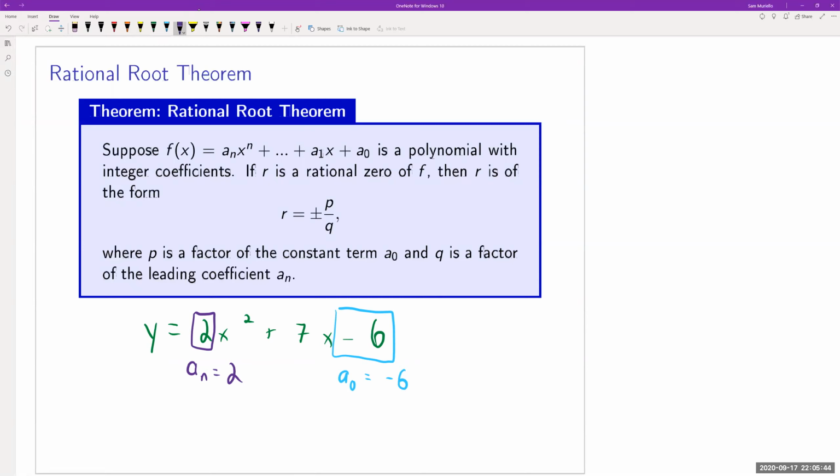So the possible values for p could be 1 or 2. And the possible values for q, excuse me, I have this backwards. Those were the possible values for q, for the leading coefficient. For p, the possible values are 1, 2, 3, and 6. I'm ignoring the negatives because a plus or minus is included in the formula, so we won't need to consider the negatives separately. Thus, the only possible rational roots will be of the form of one of these choices of p divided by one of these choices of q.